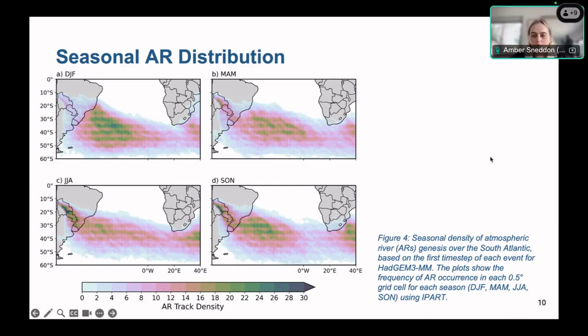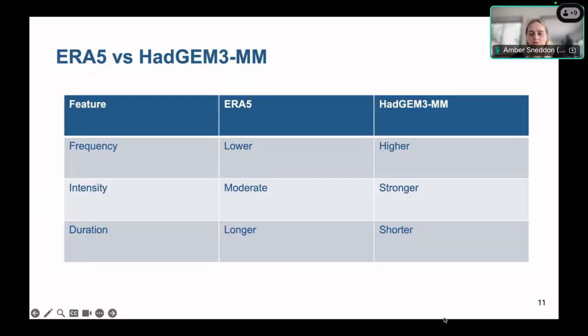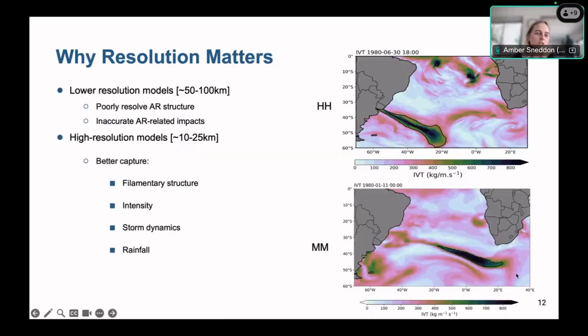I've summarized what we've seen in the two different observations and the models. We intend to replicate this for the high resolution and low resolution as well, and we're hoping that with the higher resolution, it's slightly better and closer to what we see in observations. And then a word on why resolution matters. Resolution has a massive influence on the structure of atmospheric rivers because they're filamentary systems, so it's very important that they are picked up correctly.